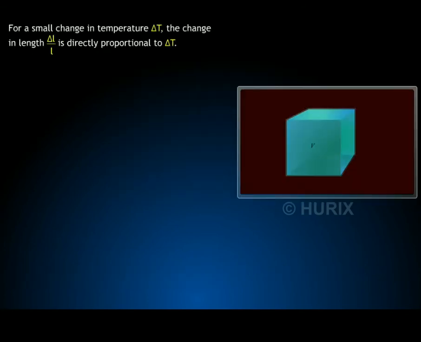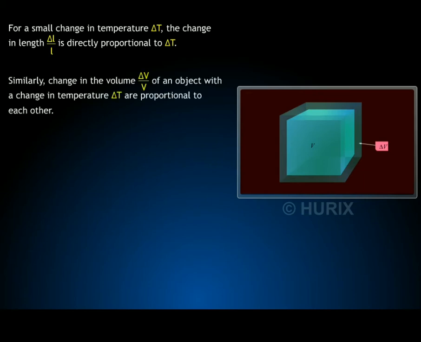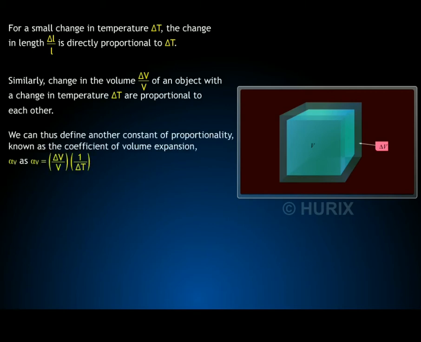For a small change in temperature delta T, the change in length delta L by L is directly proportional to delta T. Similarly, change in the volume delta V by V of an object with a change in temperature delta T are proportional to each other. We can thus define another constant of proportionality, known as the coefficient of volume expansion, alpha V, as alpha V equals delta V by V into 1 by delta T.